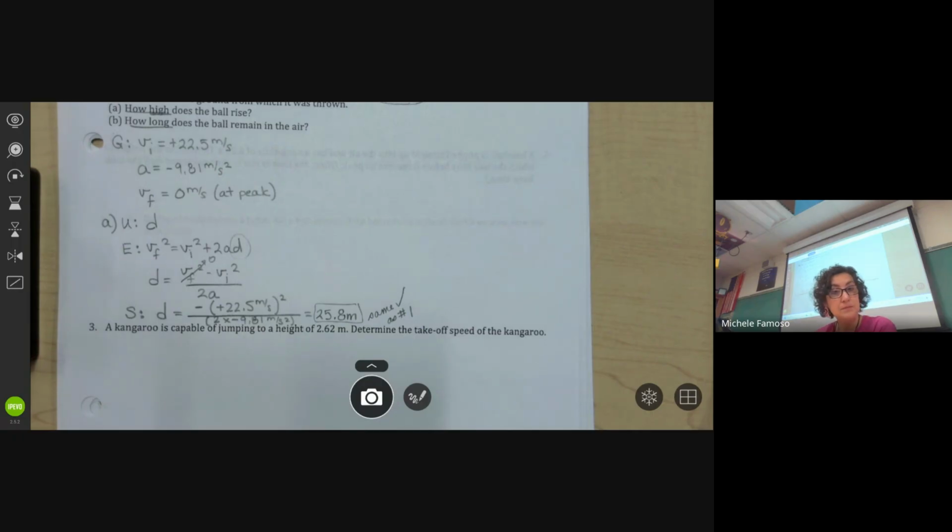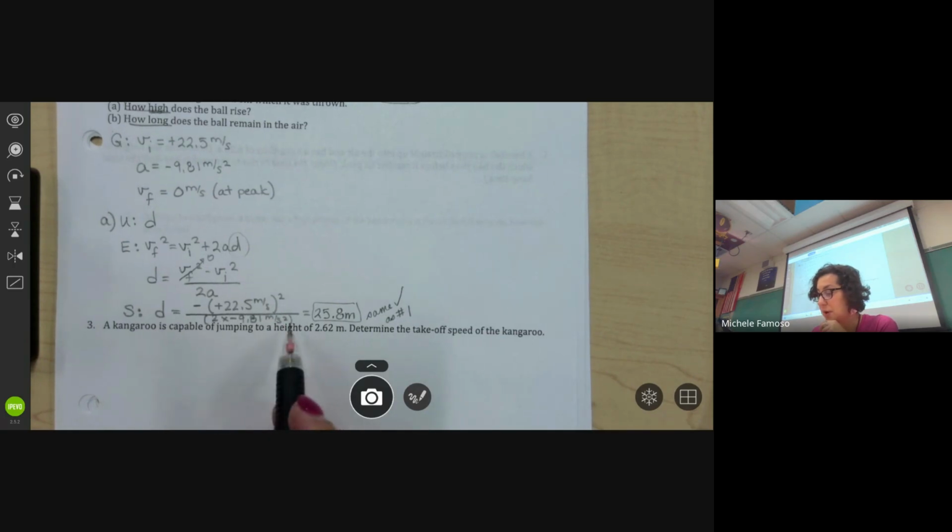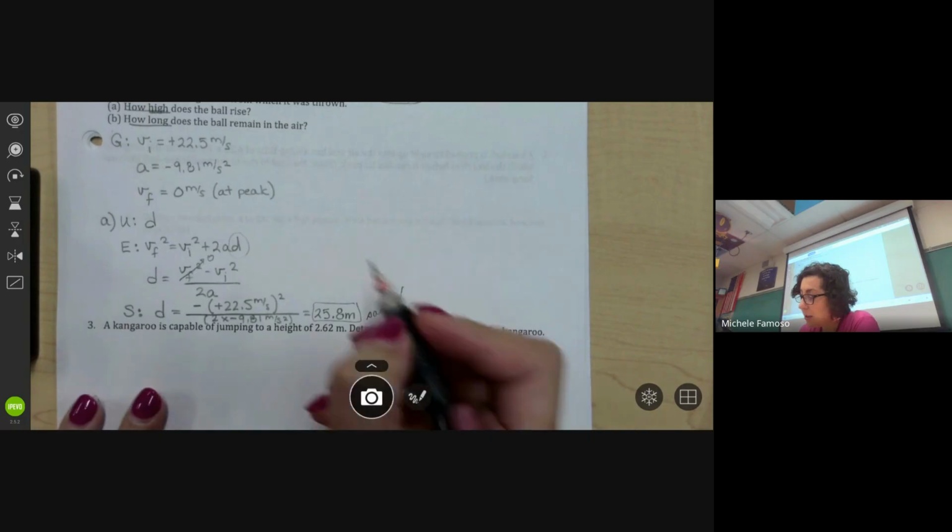Yep. So on my calculator, I did 0 minus parentheses 22.5 squared. Oh, square, right? There's a square after the 22.5. And then you have to put parentheses around the denominator, like I have written here. Okay, yeah. Got it? Okay. Now let's go to part B.